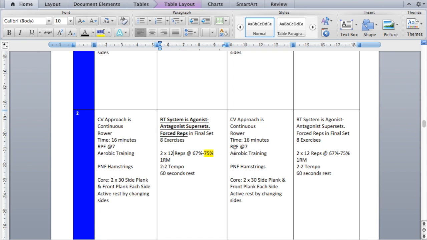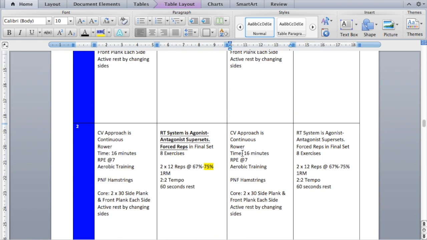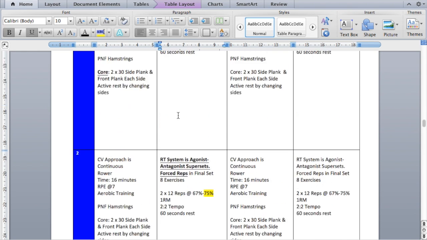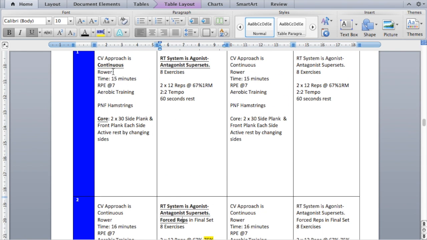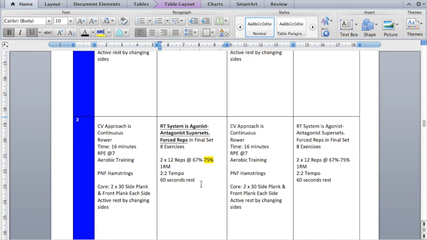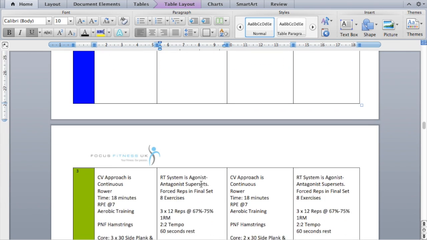Now you can see here again, Thursday's cardiovascular training day is exactly the same as Monday's. Friday's resistance training day is exactly the same as Tuesday's. You can also see here that I've put it in bold every time I've changed resistance training system or cardiovascular training system, so that my assessor can clearly see where I've put my training approaches in this 8-week plan.